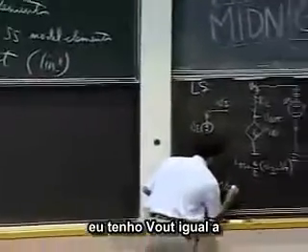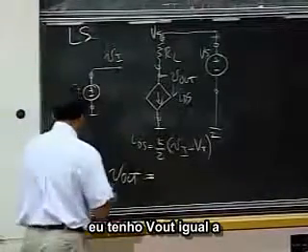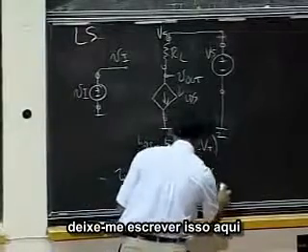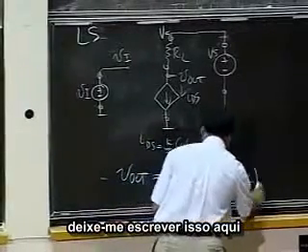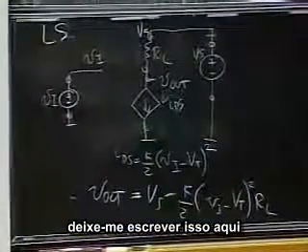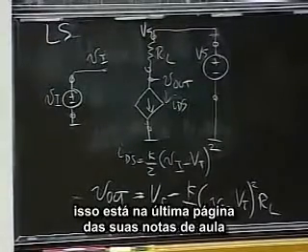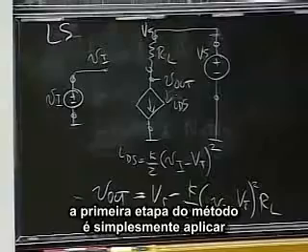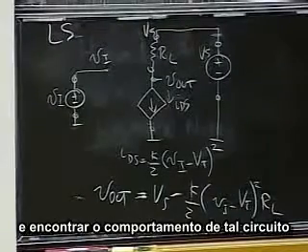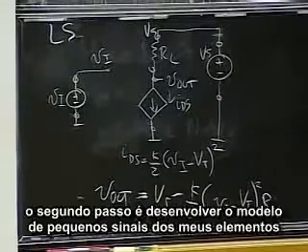I get my V out being equal to, we've already done that before. Let me just write down that out here. Don't worry about copying that down. It's on the last page of your notes. So the first step of the method simply applies the large signal model and finds out the behavior of that circuit to find out what the bias point values are.